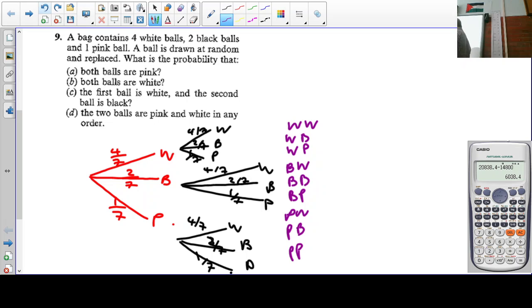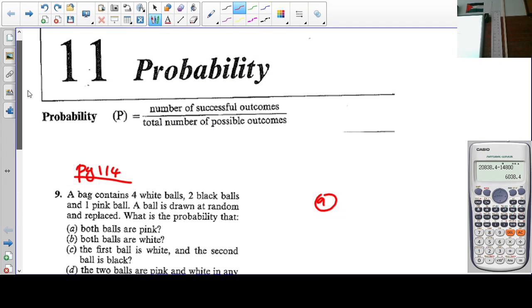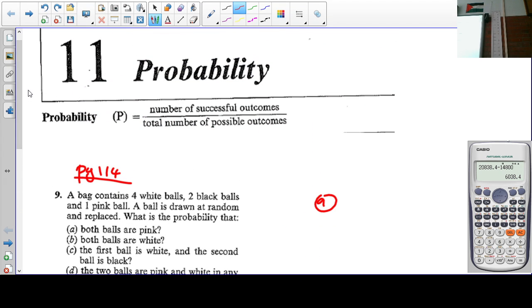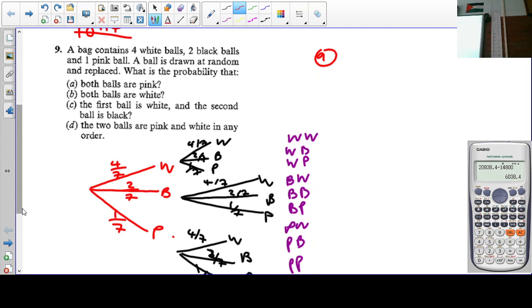Okay, so let's answer the questions. Let's see what the questions are there. The first question asks for the probability. Remember, how do you work out probability? It's the number of favorable outcomes over the number of possible outcomes. The number of successful outcomes is what the question is asking for, over the total number of possibilities there are. So both are pink.